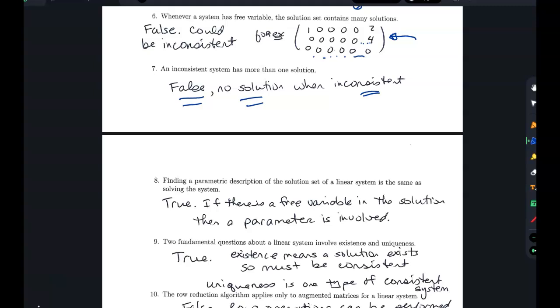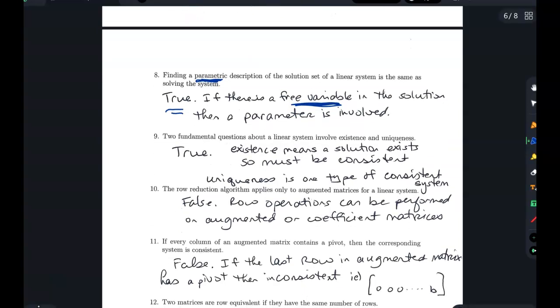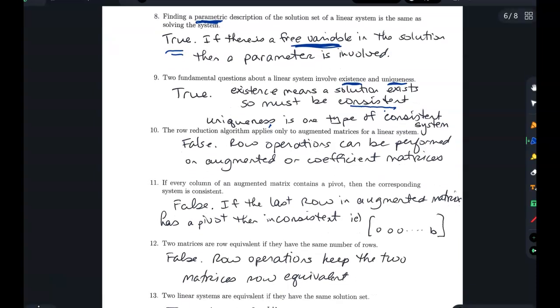All right, finding a parametric description of the solution set is the same as solving the system. Yes, so parametric means we're going to have the parameter, or a free variable, and we still can find the solution that way. Two fundamental questions about a linear system are existence and uniqueness. Correct. Existence means a solution exists, so it's consistent. And if it exists, we always want to know, is it unique or is it infinitely many? So those are the 2 big questions.